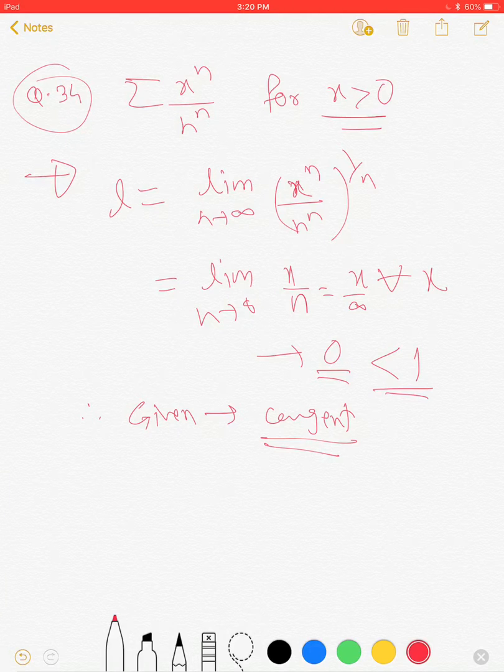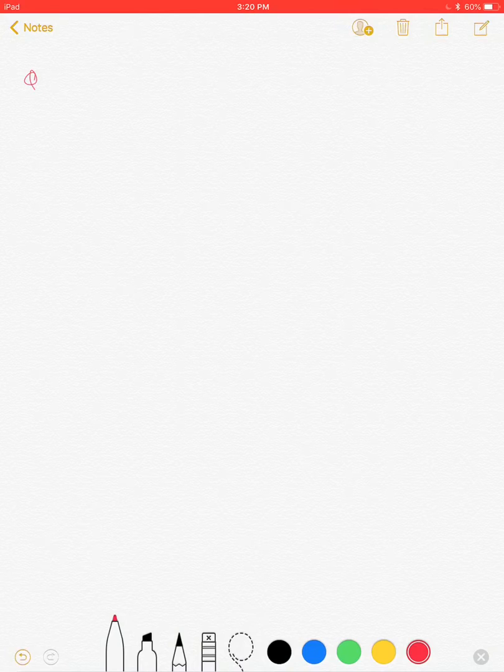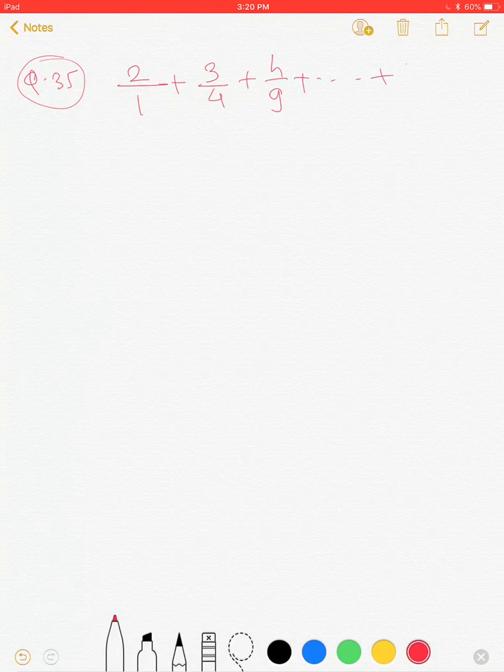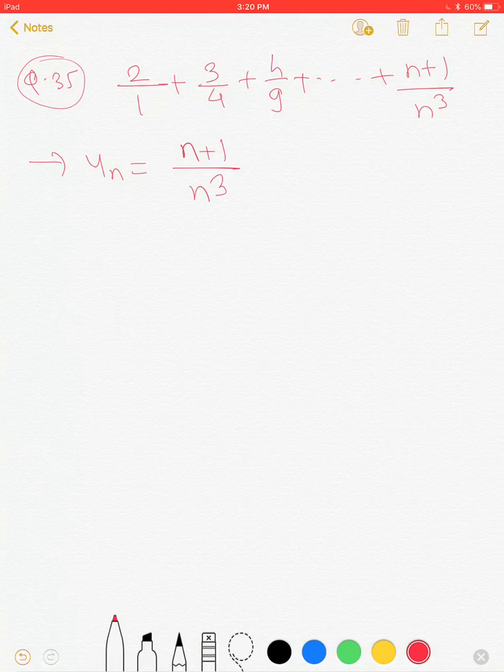Next is question number 35. In question number 35, the series is given in the form 1 by 2 plus 3 by 4 plus 4 by 9 plus and so on, plus n plus 1 upon n cube. Here the nth term we can call un, or xn or yn, it doesn't matter. So here the nth term is n plus 1 upon n cube. So it is of the polynomial upon polynomial type.